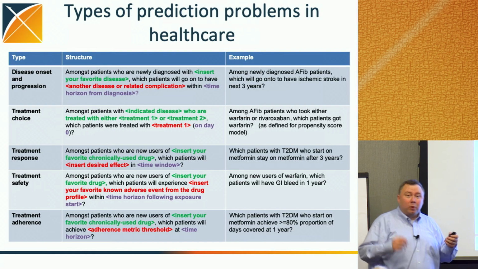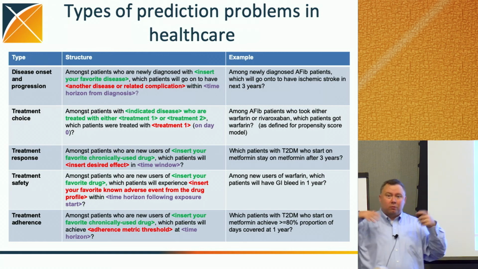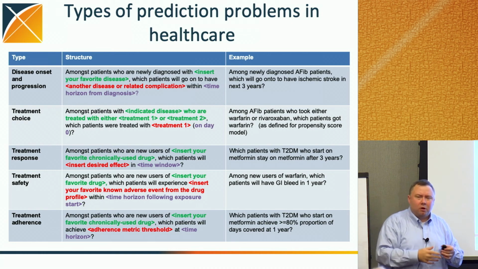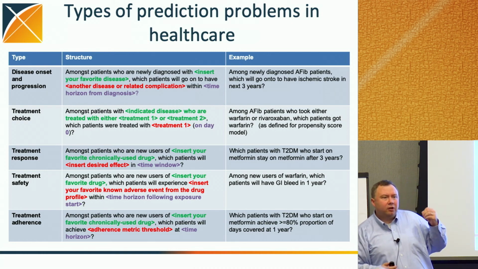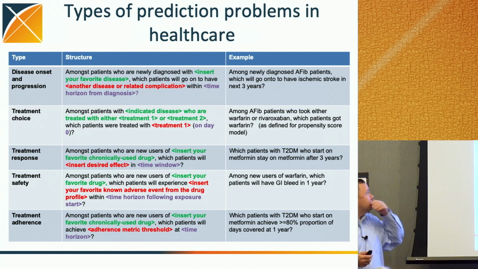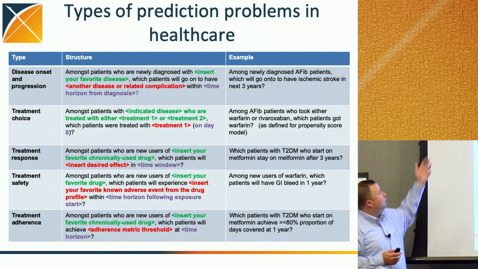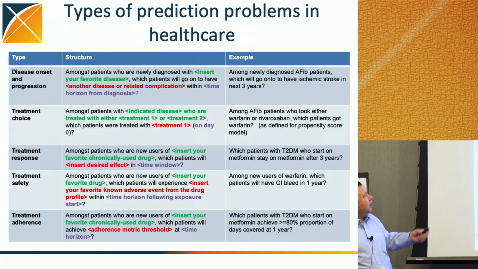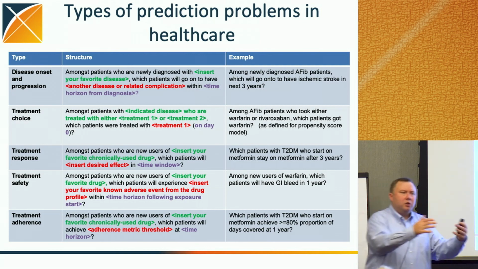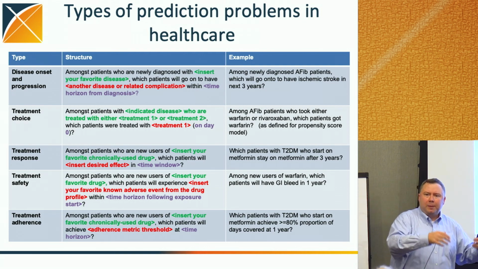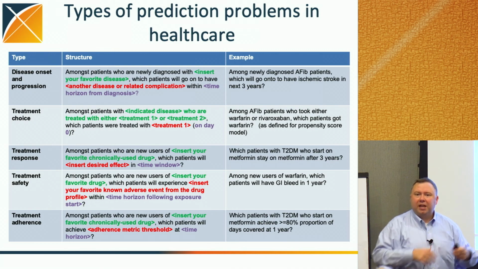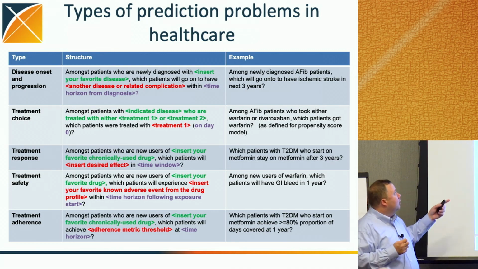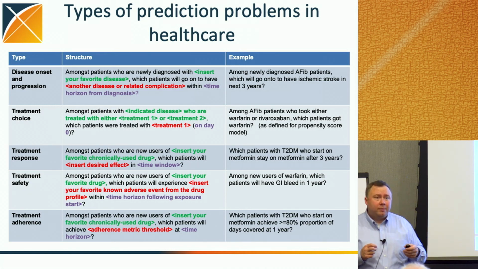With that same framework of a target cohort and an outcome cohort, no matter what problem, we can address a lot of different clinically important questions. For example, we can frame a prediction problem in terms of disease onset and progression. We could say, amongst people who are newly diagnosed with some disease, which of those people go on to have some complication associated with the disease in some time horizon? That's a relevant question.